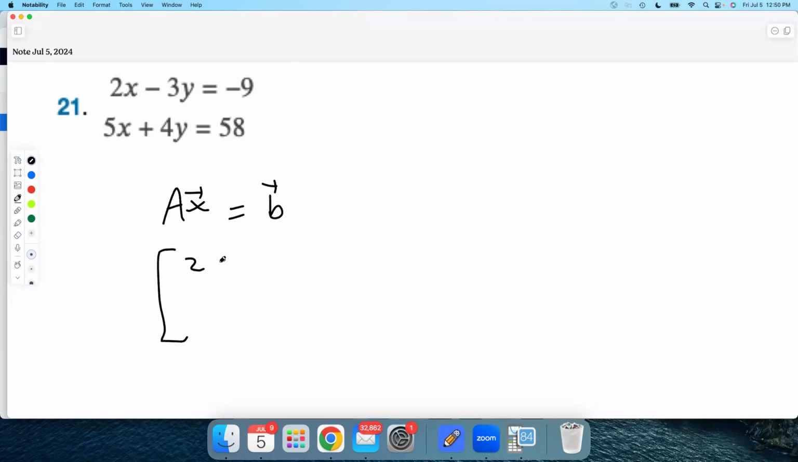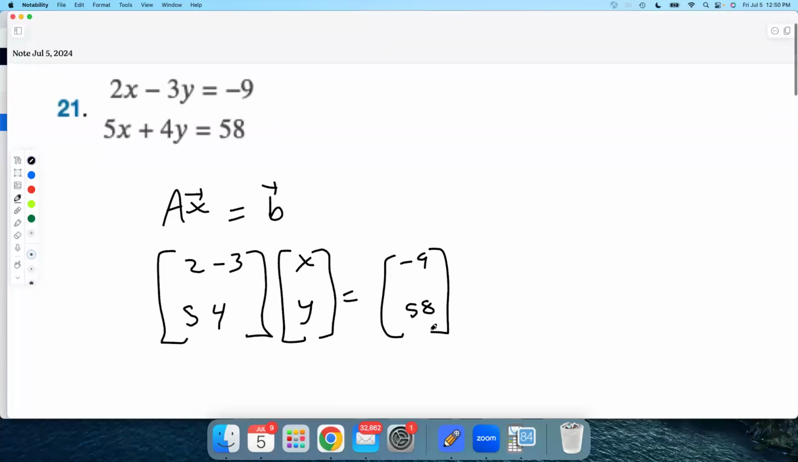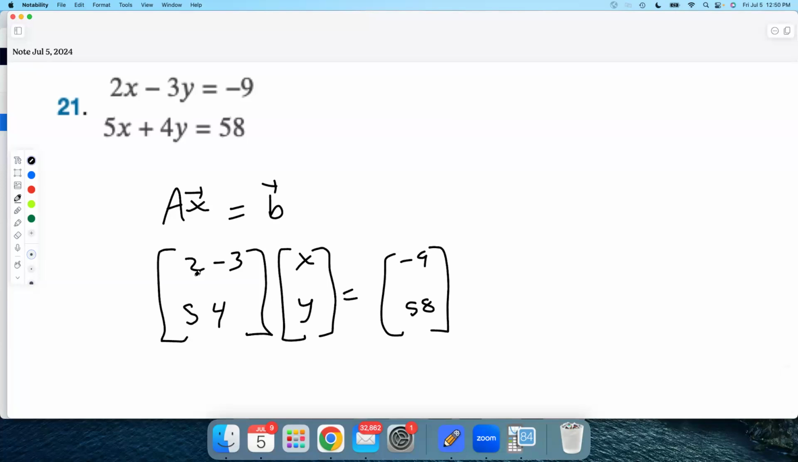And we just write all of our coefficients in our matrix A. Our variables here in this variable vector, which is in this case a 2 by 1 matrix, and then these coefficients over here on the other side. And remember, these literally say the same thing.